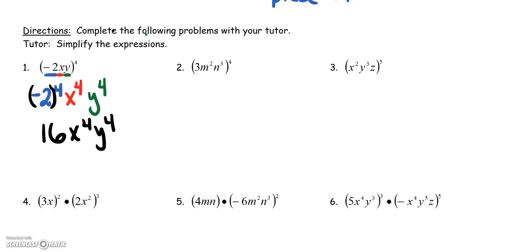In problem number 2, we do the same thing. We're going to take each individual piece of the term 3m squared n cubed. We're going to take each piece of it to the fourth power. And we'll start with the 3. We have 3 to the fourth power. Next up, m squared, we'll take that to the fourth power. M squared to the fourth power. And then finally, n cubed to the fourth power.